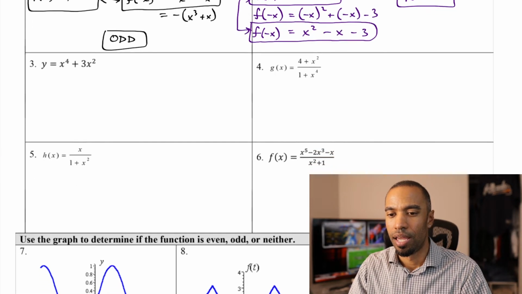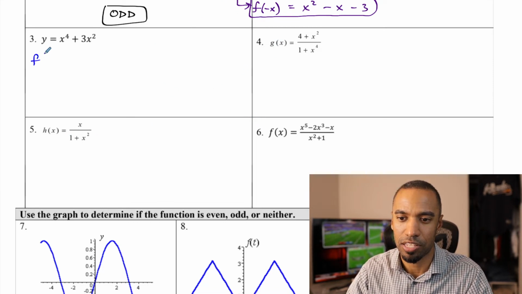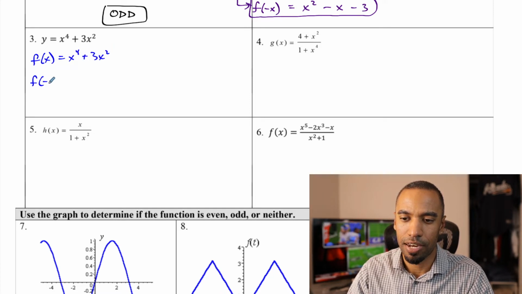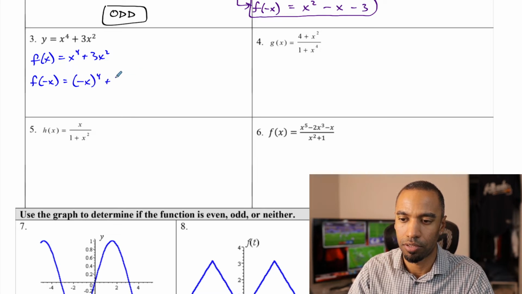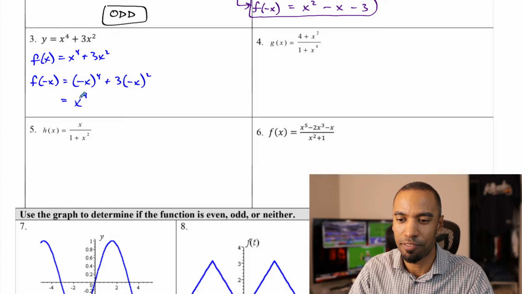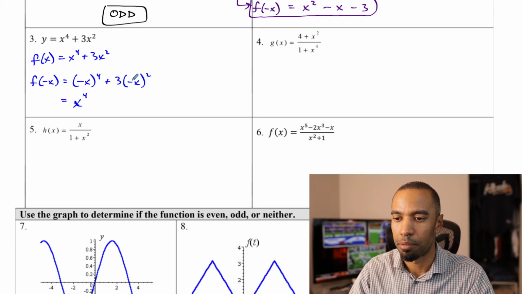All right, number 3. Again, I wish they had f of x. Looks like they use function notation after that. But f of x equals x to the 4th plus 3x squared. We're going to do f of -x here, and we get -x to the 4th power plus 3 times -x quantity squared. And then -x to the 4th power is positive x to the 4th power because it's an even degree. Again, you raise it to an even degree, you cancel out your negatives there. And then plus 3 times -x squared is plus 3x squared right there.